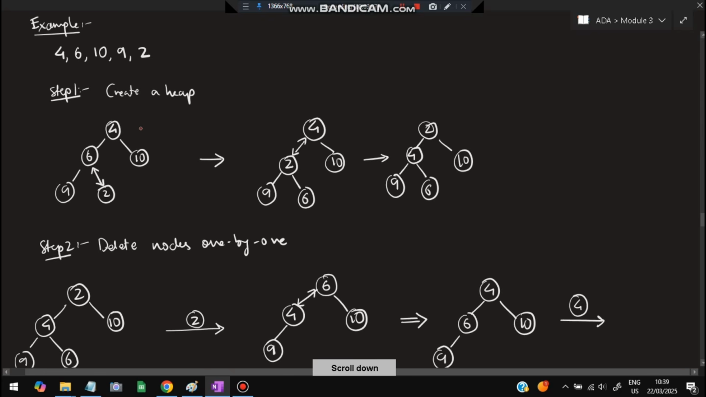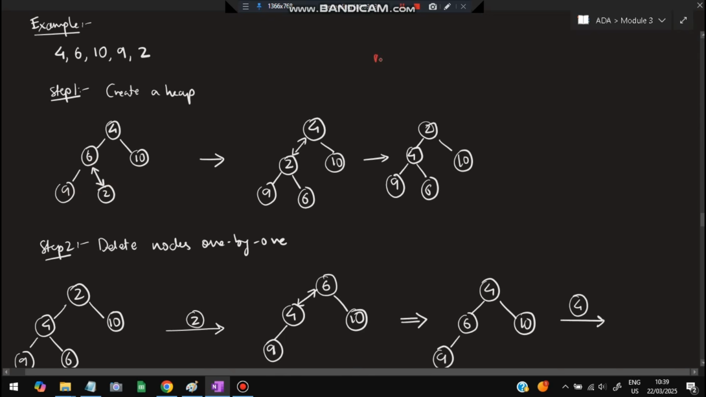Now the example we'll take is 4 6 10 9 2. Just create a normal heap. How do you create a normal heap? 4 will be assigned here, then 6 in almost complete binary tree style, 9 will be assigned here, and 2 will be assigned here. After that, do the comparison. Here, is the child-parent relationship satisfied? No, it's not satisfied. Why? Because here 2 is present, and here 6 is present, and then here 9 is present. So here we are doing the min heap.